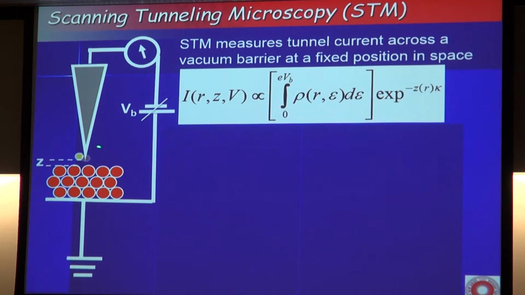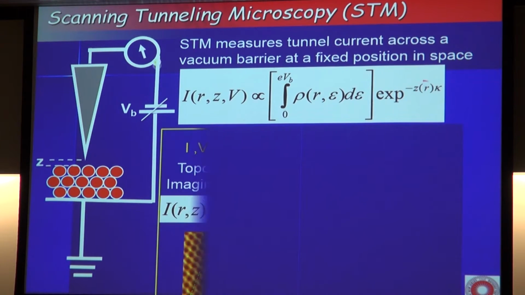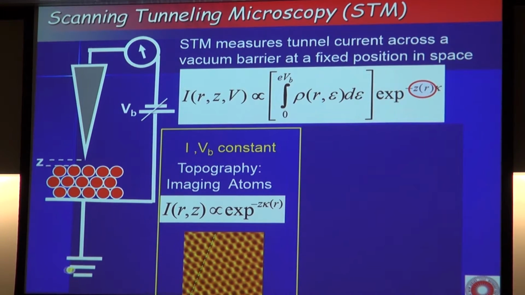So you bring a sharp metallic tip to a surface, and you apply a bias voltage till you see a current without touching. And that current depends mainly on 2 things. One is the density of state of your substrate material, and the other is the distance between the tip and the substrate. The dependence on distance is exponential, very, very sensitive to distance. So if you keep your current constant and you raster your sample, with a feedback motor that makes sure the current stays constant, and you monitor the position of the motor, you can get atomic resolution topography of your sample.